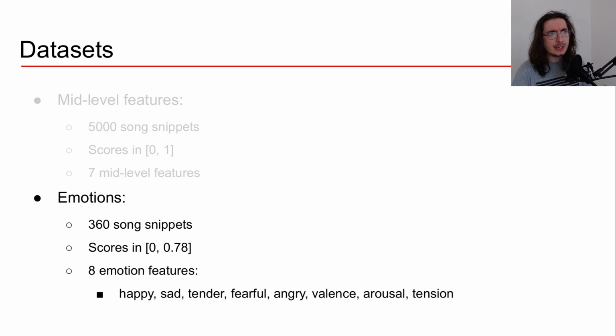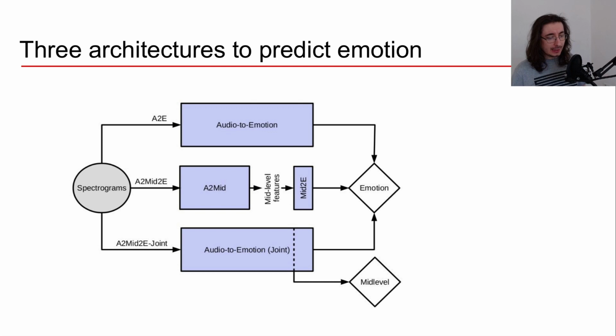Now, what kind of architectures have the authors built? And so here we have 3 different architectures, right? And they are called with kind of weird names. Like as you see here, A to E, A to mid to E, A to mid to E joint, right? It seems like in the deep learning community, this is a must. You have to give weird names to your deep learning models. Otherwise, that's not cool, I guess. Okay, but yeah, let's try to understand each of these models and why they needed 3.